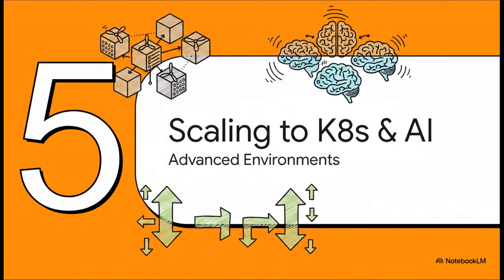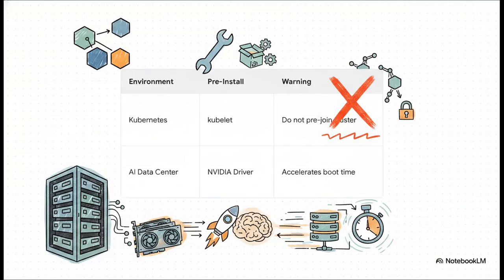Section 5, Scaling to Kubernetes and AI. When you're dealing with really advanced environments, the rules bend just a bit. If you're building an image for Kubernetes nodes, you'll definitely want to pre-install heavy components like Containerd and Kubelet. But here is a massive warning. Do not pre-join the cluster during the build, and absolutely do not leave any old certificates lying around in the Kubernetes directory. If you do, your nodes will have an identity crisis and your cluster will fail.